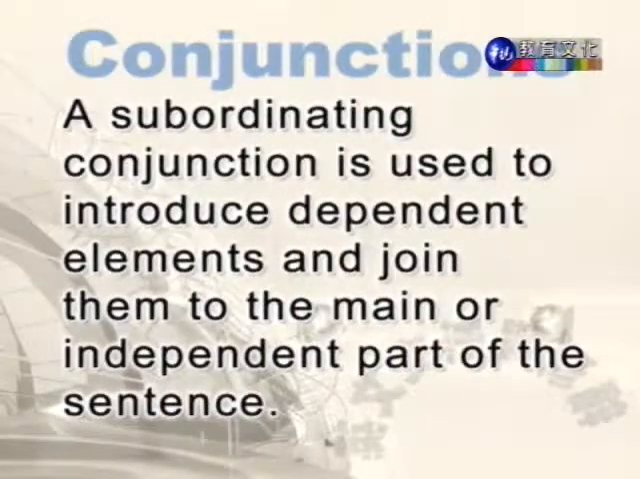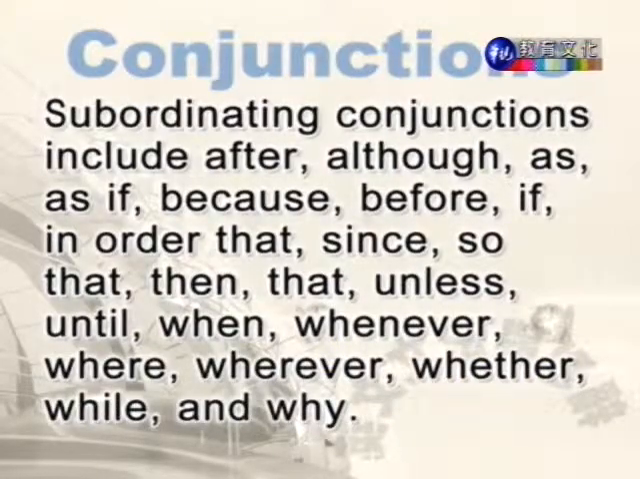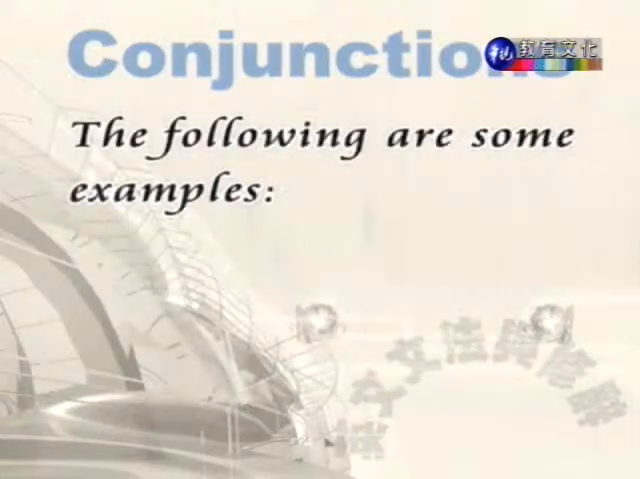A subordinating conjunction is used to introduce dependent elements and join them to the main or independent part of the sentence. Subordinating conjunctions include after, although, as if, because, before, if, in order that, since, so that, then, that, unless, until, when, whenever, where, wherever, whether, while, and why. The following are some examples.